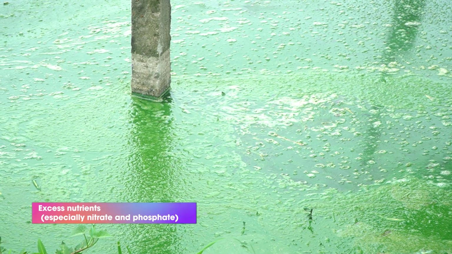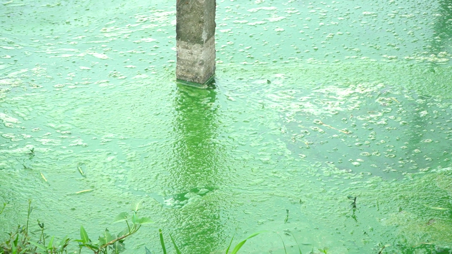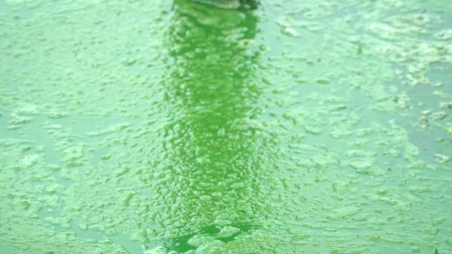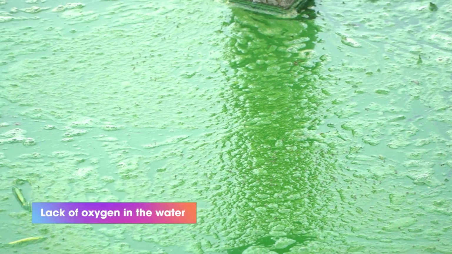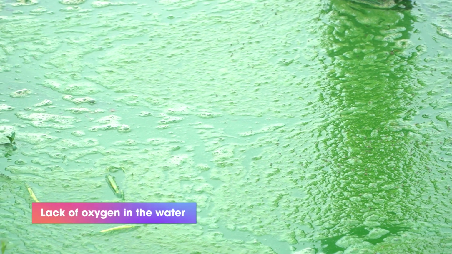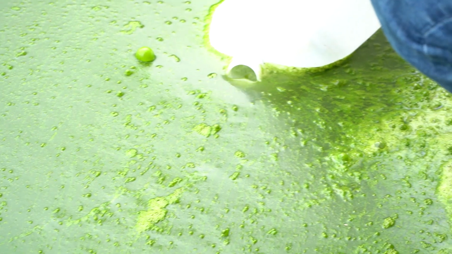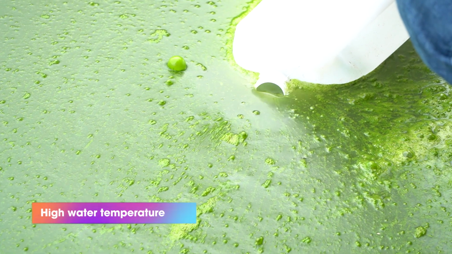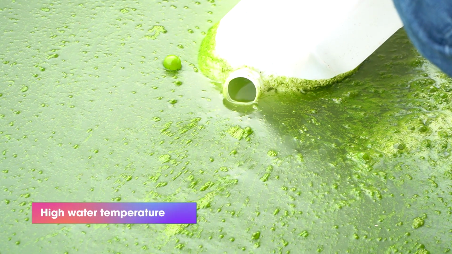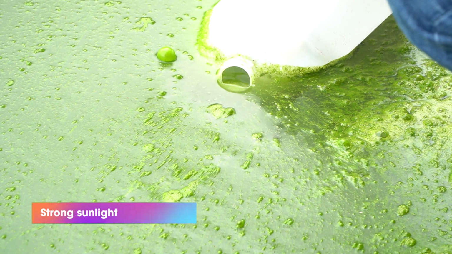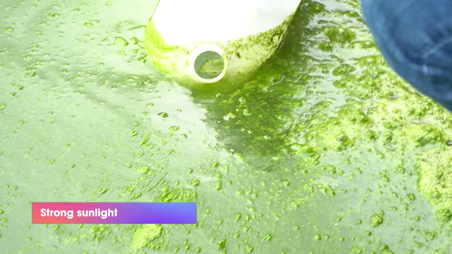When nutrient levels in the pond are too high, algae, particularly blue-green and green algae, thrive. Lack of oxygen in the water. Low oxygen levels in the water due to factors such as organic pollution, poor water circulation, or high fish density can promote algae growth. High water temperature. Algae tend to flourish in warm water, especially during summer. Strong sunlight. Direct sunlight on the pond is another factor that stimulates algae growth.